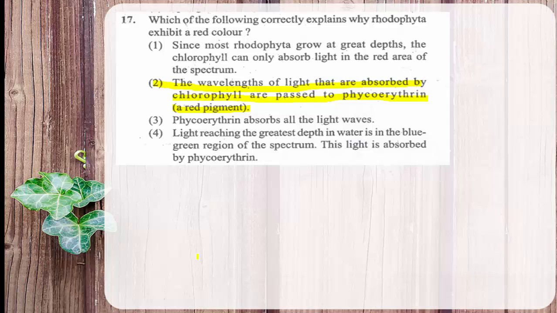Combination will be there, which are maximum exposed to the sunlight. They show the red pigmentation. Whatever the blue-green light in the visible spectrum is absorbed, it is all passed through the phycoerythrin, which is the red pigment responsible for the red color of Rhodophyta members. So the right answer for this question is option 2.